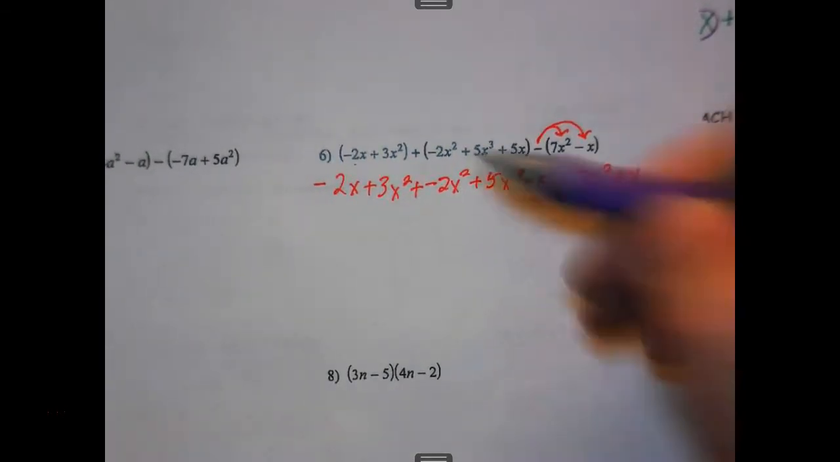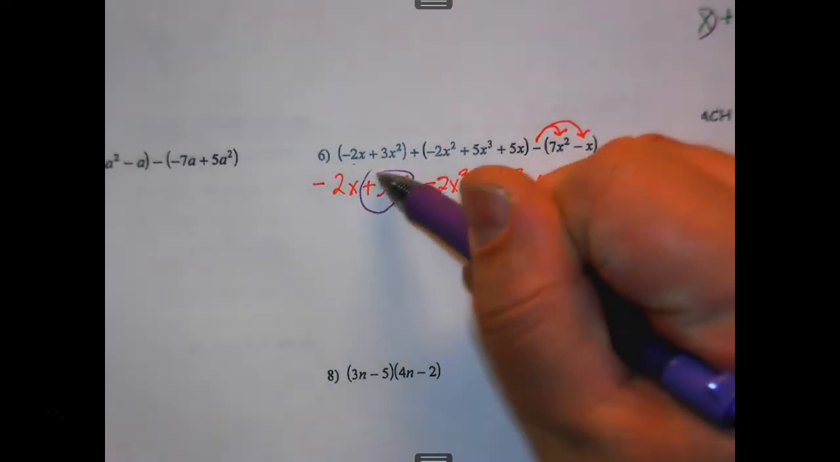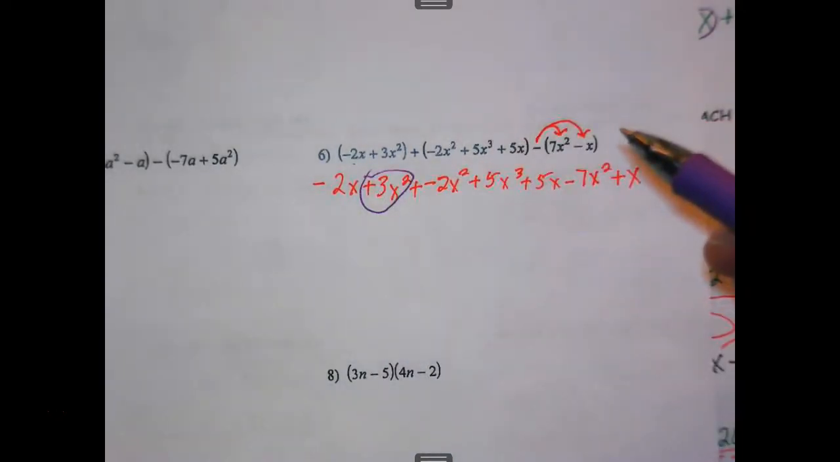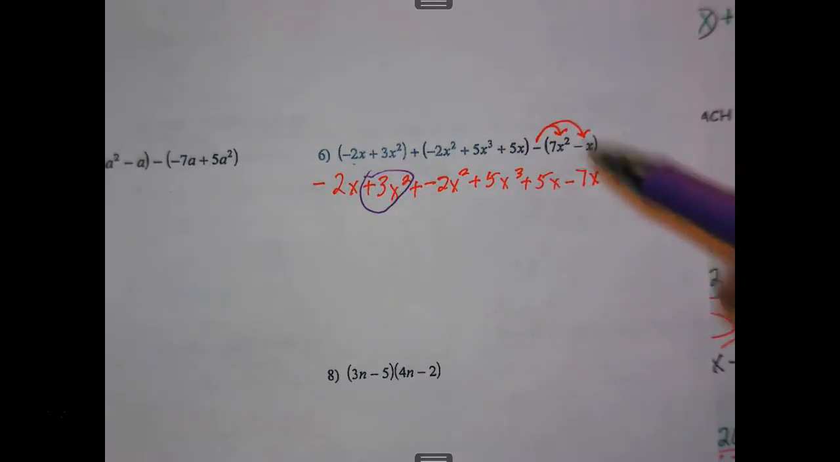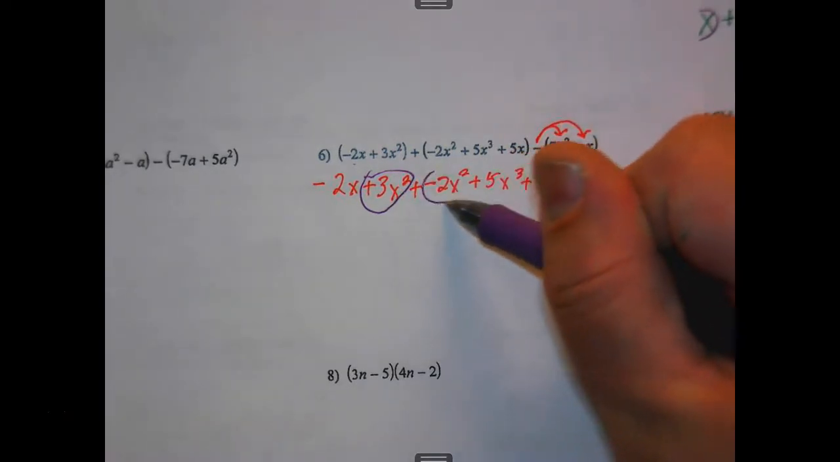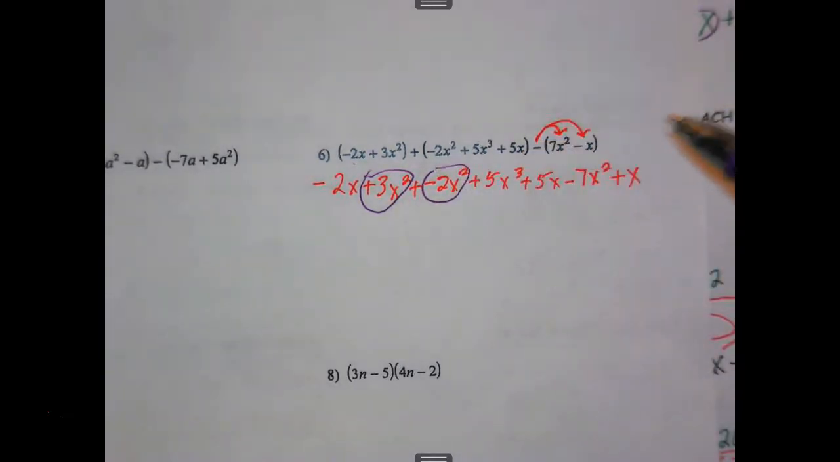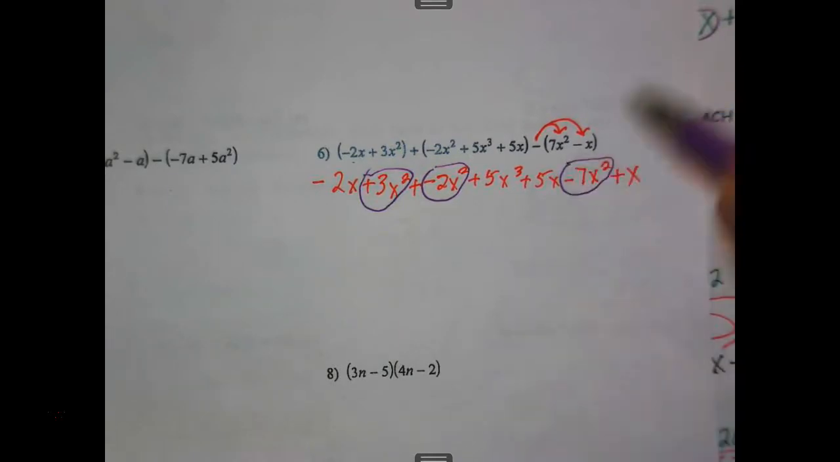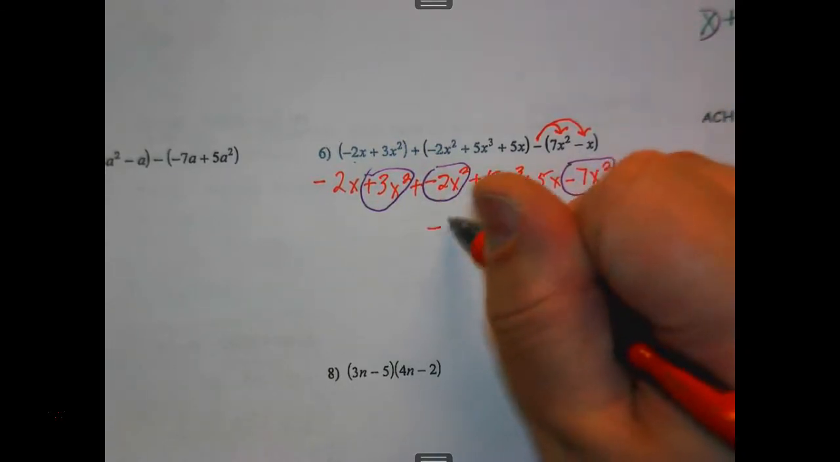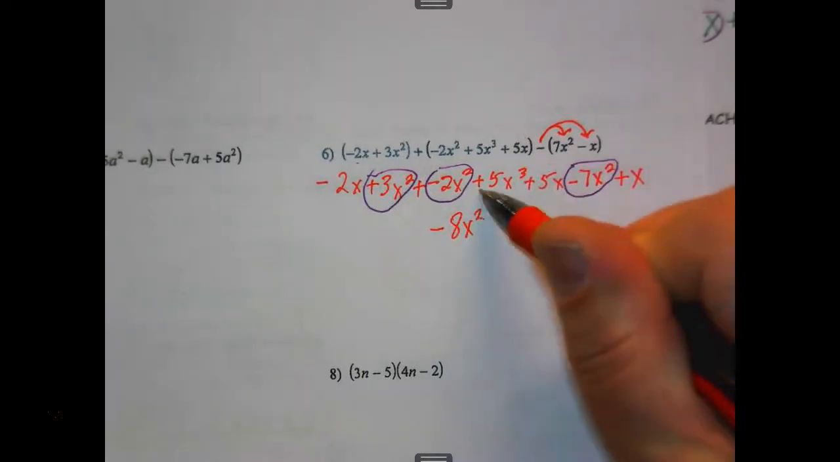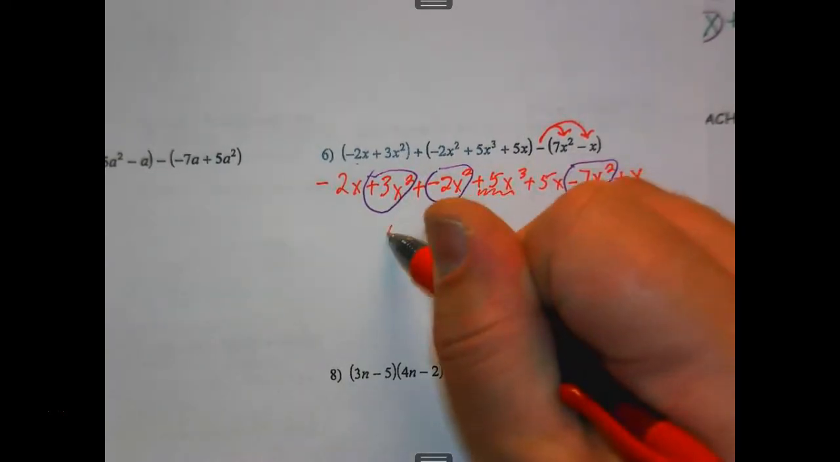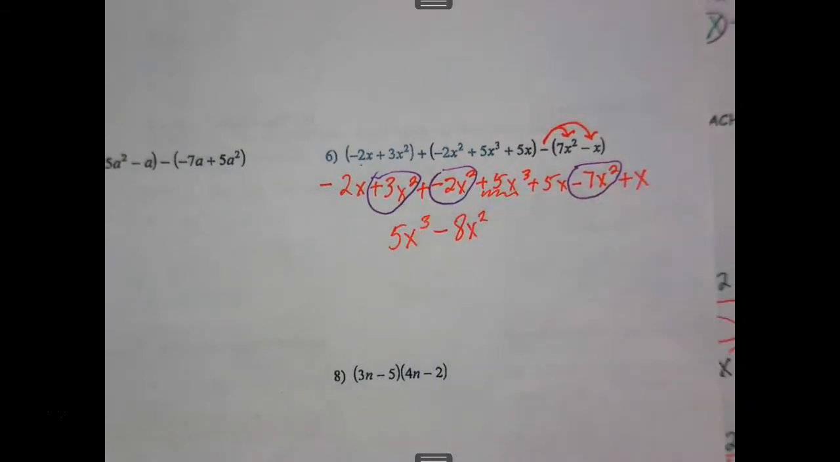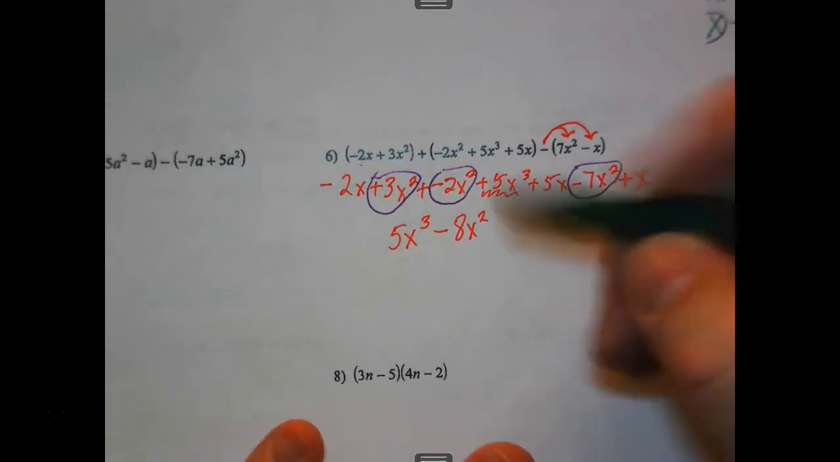Let's see. 3x squared minus 2x squared is 1x squared, minus 7x squared is a minus 8x squared. I see what you're saying. Here's my 5x cubed. All right, what else we got? Yes, they have to be in standard order.